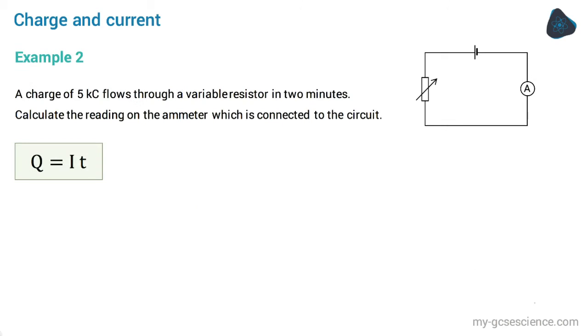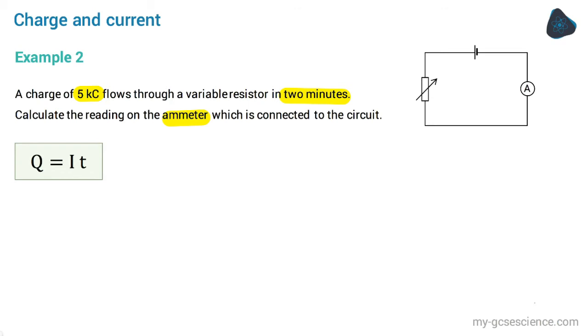Just spend a brief moment reading through the question. Now, as you can see, it's looking for us to calculate the reading on the ammeter, in other words, the current in the circuit. The values that we're given are that the charge is 5 kilocoulombs and the time taken is 2 minutes. So let's get cracking.